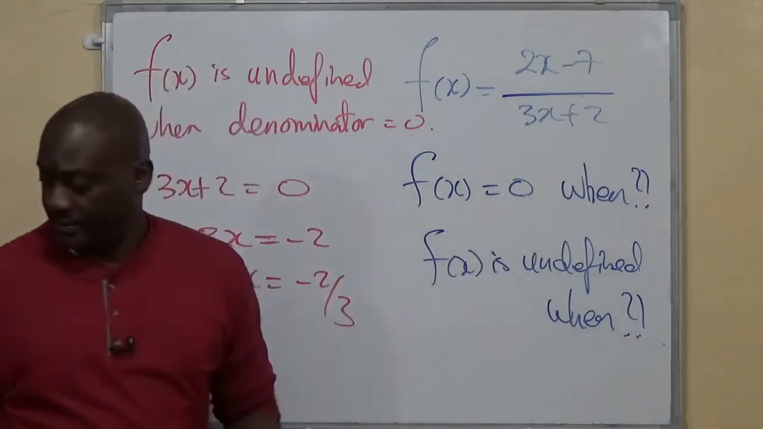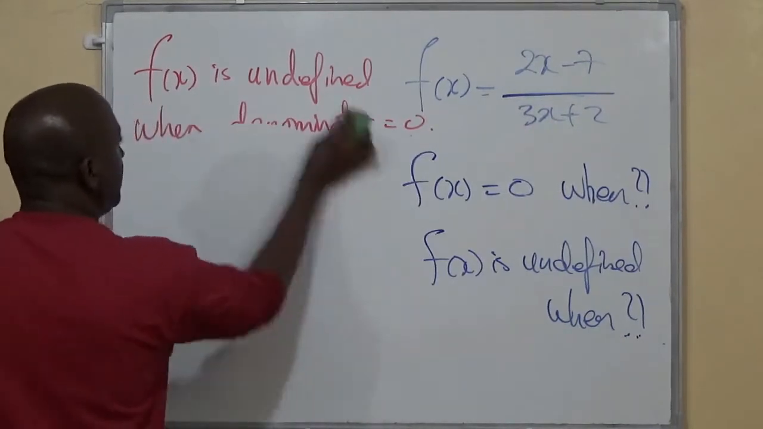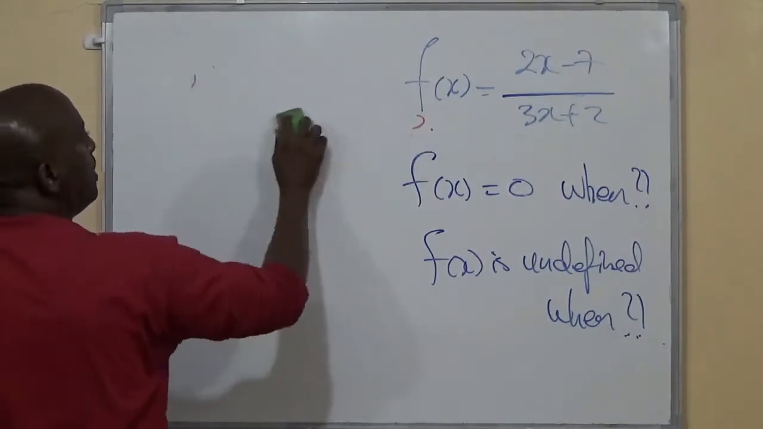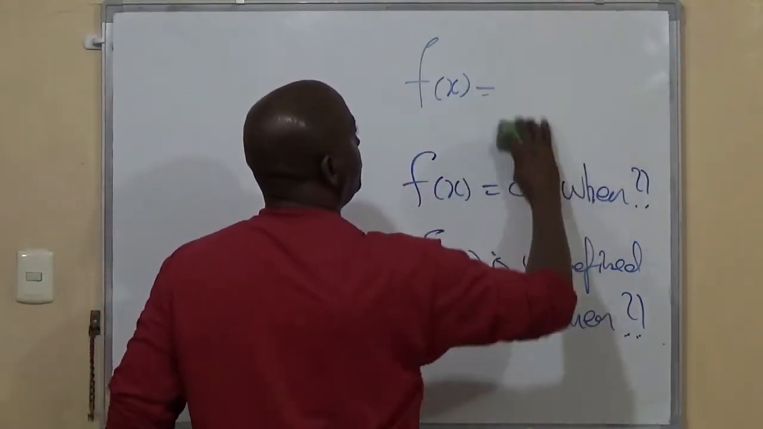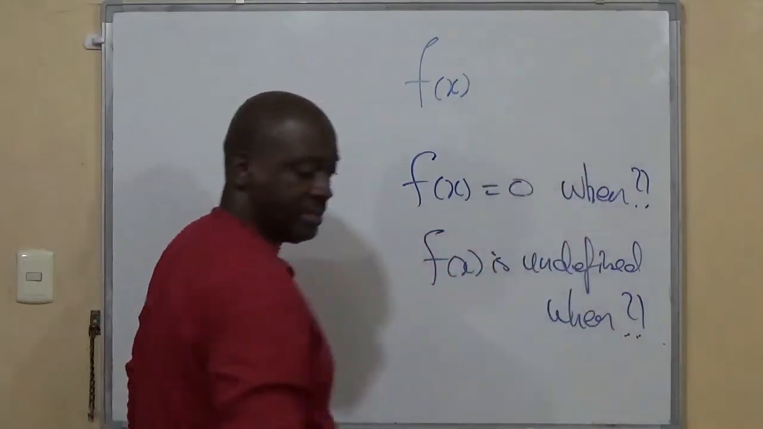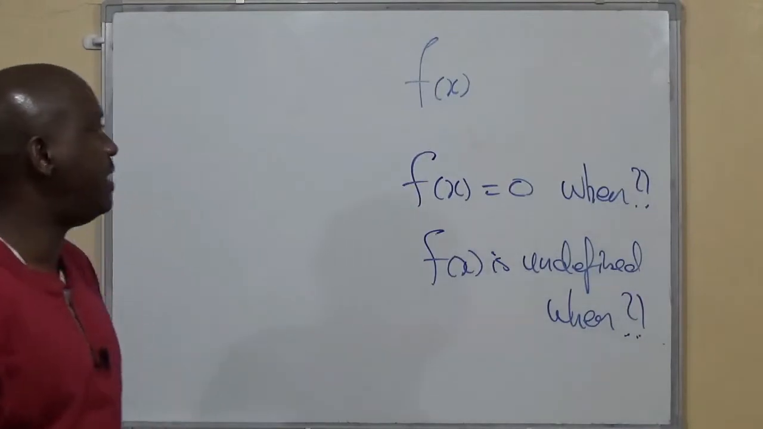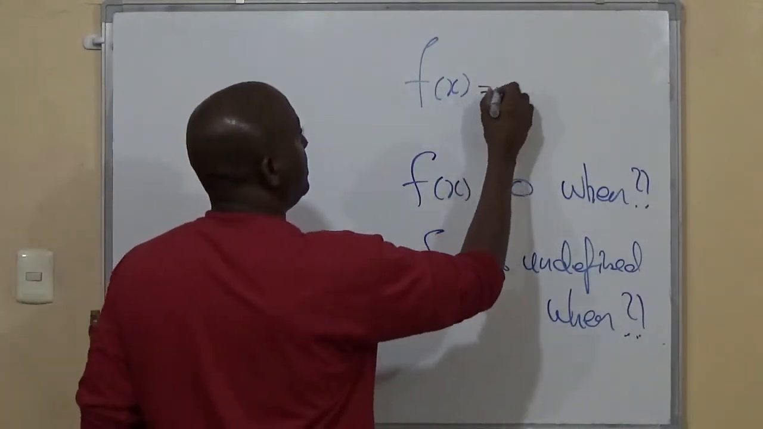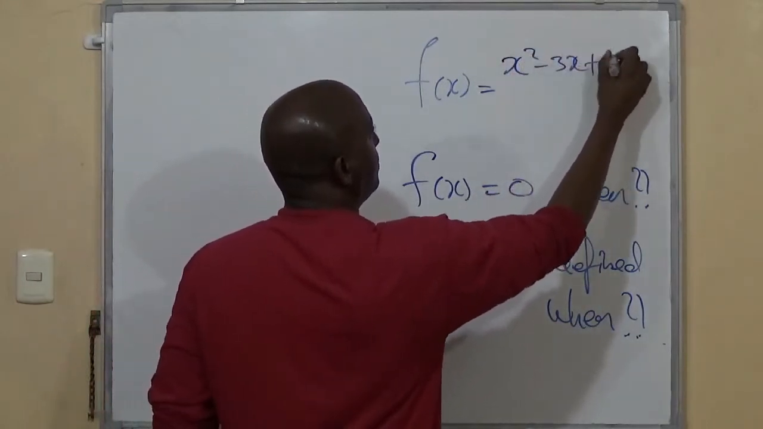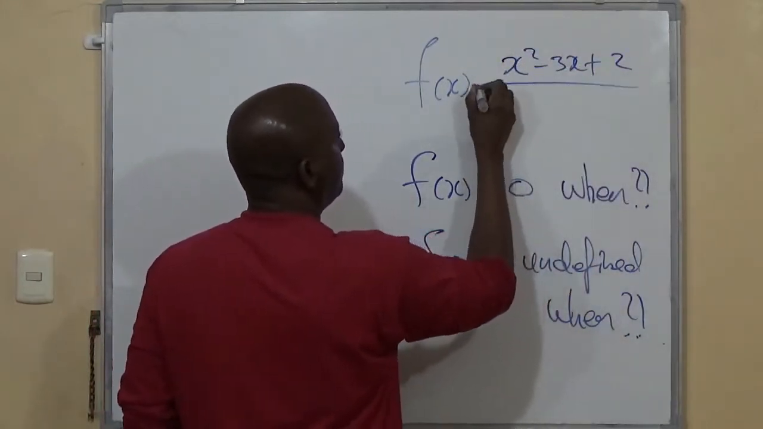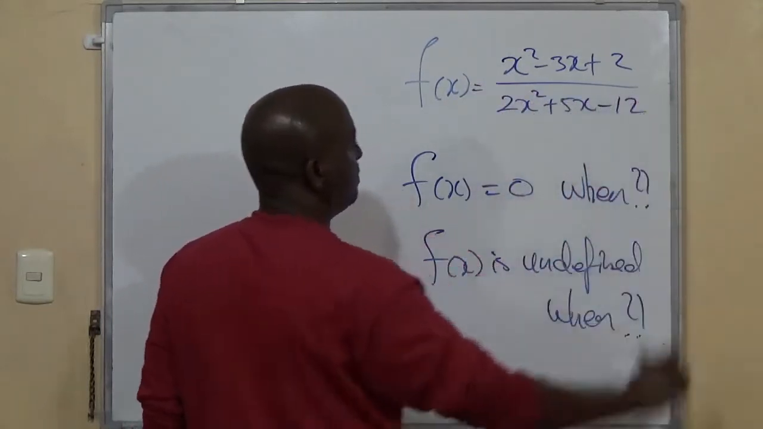Let me change the internal functions and make the thing a little more tricky. Alright? So if we say that f of x is equal to, let me put two quadratics now, because we're doing maths. Of course, if we were doing add maths, we could raise the bar even higher. But we will leave that for another time. Let us say that f of x is equal to x squared minus 3x plus 2 over 2x squared plus 5x minus 12.